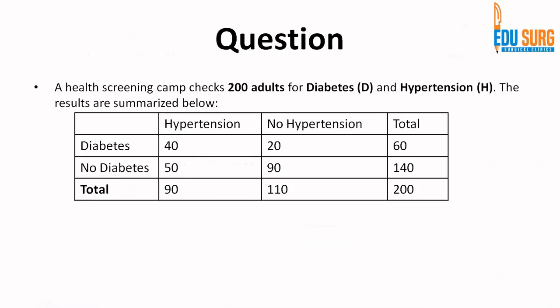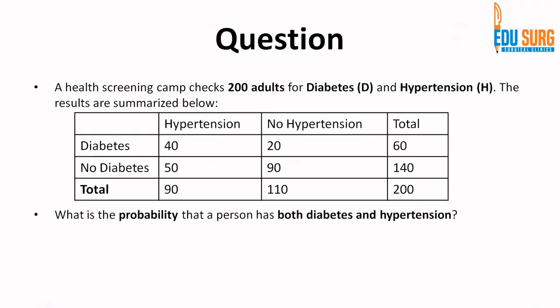Now looking at an actual exam question that has been asked: a health screening camp checks 200 adults, so your population is 200, for diabetes and hypertension. D is diabetes, H is hypertension. The results are given here: diabetes and no diabetes, hypertension and no hypertension. Remember that the total population is 200.